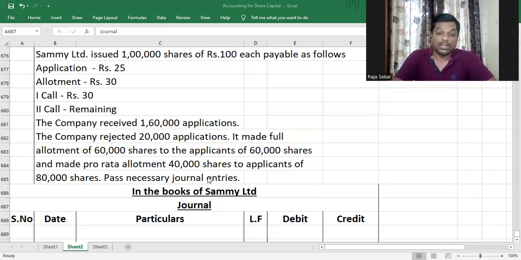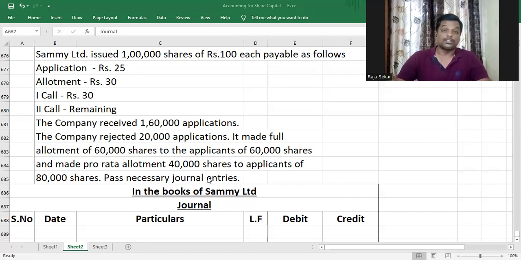SAMI Limited issued 1 lakh shares of rupees 100 each payable as follows: application 25, allotment 30, first call 30, second call is remaining. So 100 minus 25 minus 30 minus 30 will leave you with 15 rupees. That is what is collectible on second call. The company received 1,60,000 applications. The company rejected 20,000 applications. It made full allotment of 60,000 shares to applicants of 60,000 shares and made pro rata allotment of 40,000 shares to applicants of 80,000 shares.